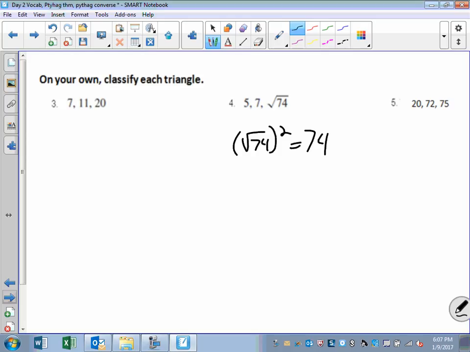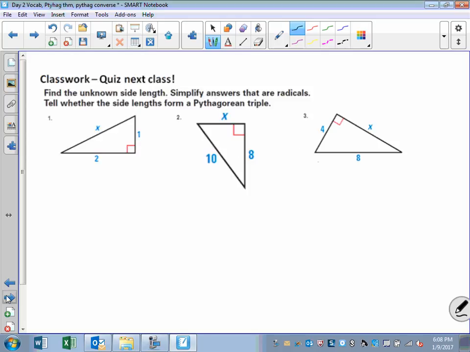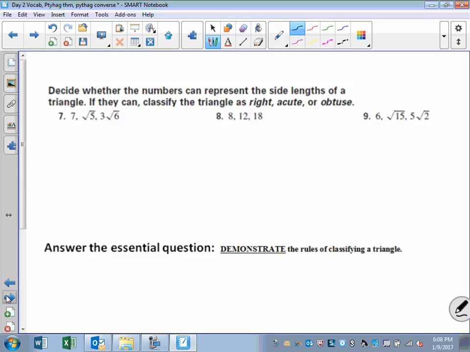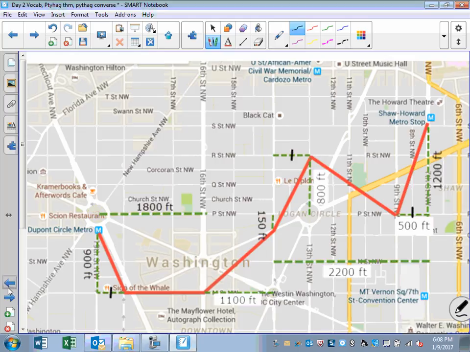And then on the back page, we have a project. Not a project. A small assignment that we got to do. So quiz next class. This is something you're going to have to do on there. So make sure you know how to do that. And this is our little assignment, but I'll go over that in class.